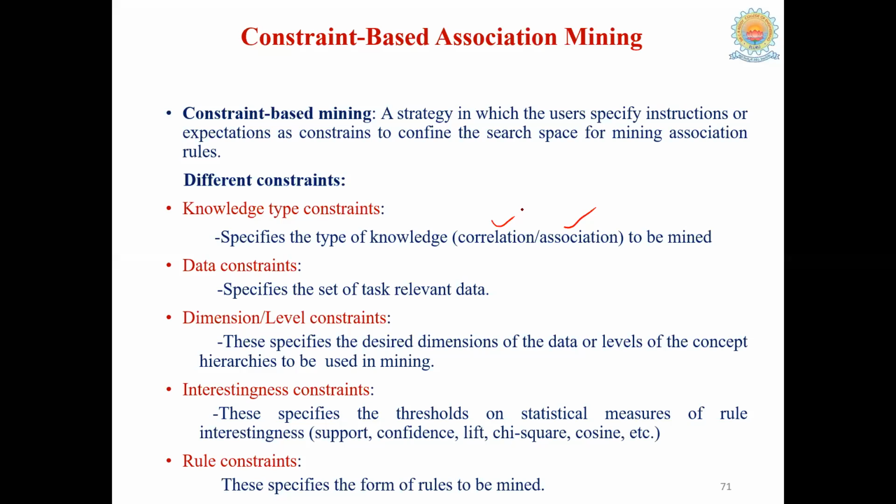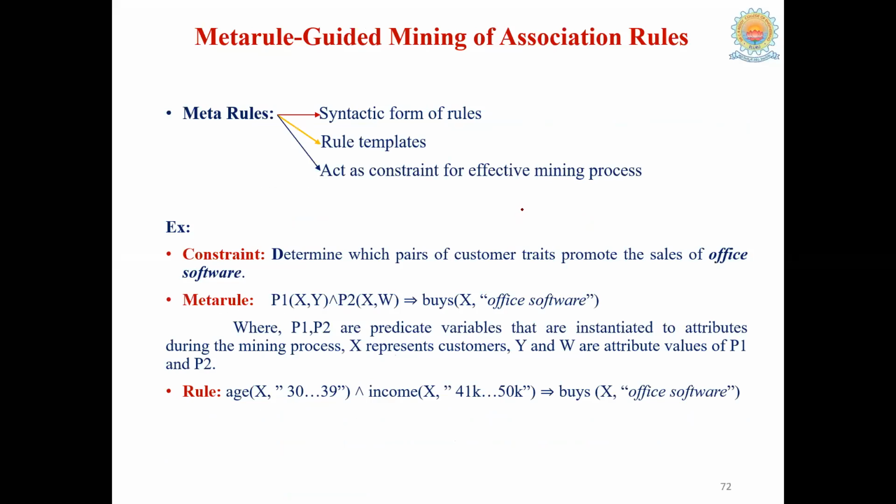And the rule constraints specify the form of rule to be mined, which form of rule you want to mine. Similarly, for a given constraint, you have some meta rule, which is nothing but a template or a framework based on which you can frame your actual rule. So this acts as a rule template or framework.